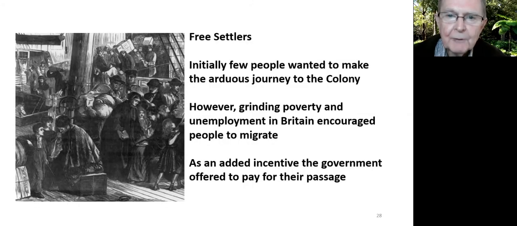We move on now to free settlers. Initially, very few people wanted to make the arduous journey to the colony. However, grinding poverty and unemployment in Britain encouraged a lot of people to migrate, and as an added incentive, the government offered to pay for their passage.